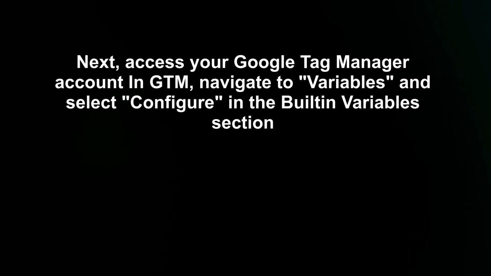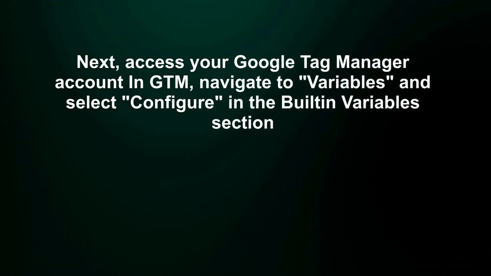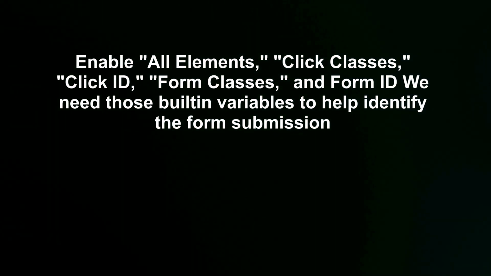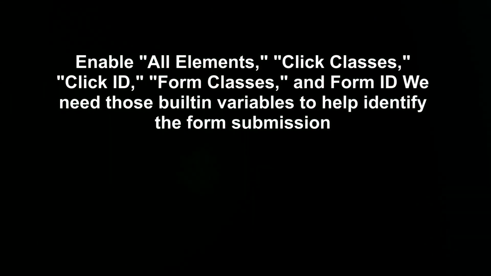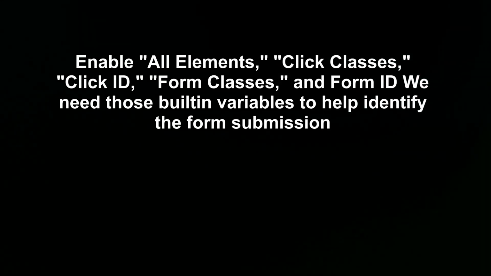Next, access your Google Tag Manager account. In GTM, navigate to Variables and select Configure in the Built-in Variables section. Enable all elements: click Classes, click ID, Form Classes, and Form ID. We need those built-in variables to help identify the form submission.